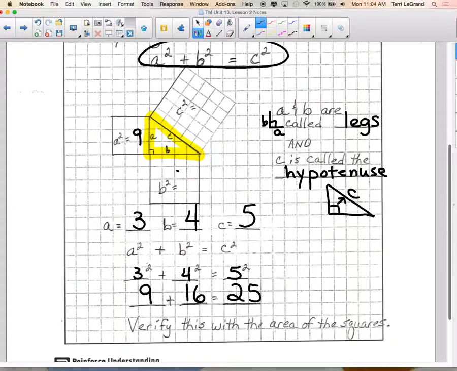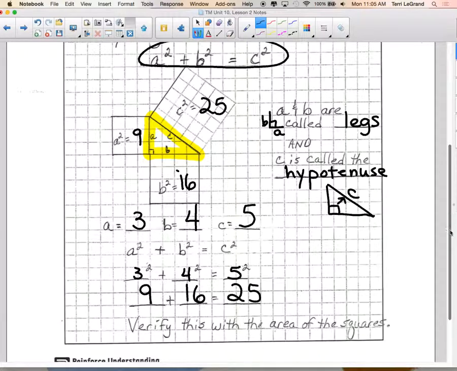How about B squared? How many are there? 16. 4, 4, 4, 4, that is 16. How about C squared? What's that? 5, 5, 5, 5, 5. What's 5 fives? 25. So it is saying that if you have a square drawn off of each of the legs and you add up their areas, that should give you a square drawn off of the hypotenuse, its area. When you add together the legs squared, you should get the hypotenuse squared.